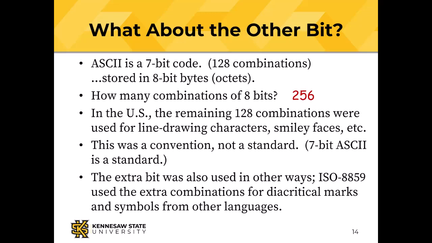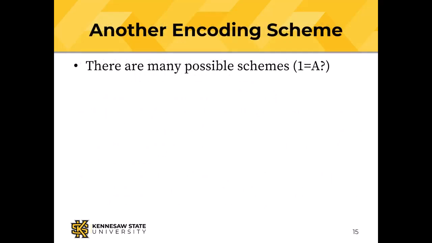That extra bit, which generates 128 extra characters, extra code points, was also used in other ways. The International Standards Organization ISO 8859 used the extra combinations for diacritical marks and symbols from other languages. Remember those 29 letters in the Swedish alphabet. ASCII is not the only possible encoding scheme. We're going to look at another one in just a minute, but there are many possible encoding schemes.